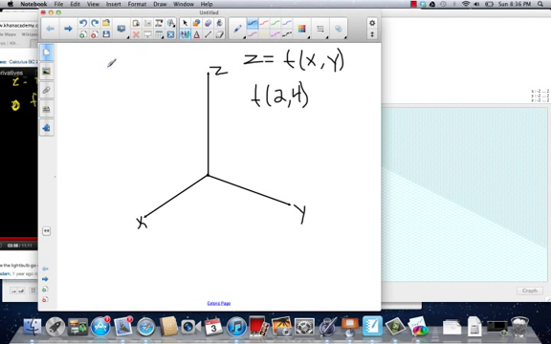Well, for the given equation, z equals x squared plus y. So plugging in our values, we get 4 plus 4 is 8.